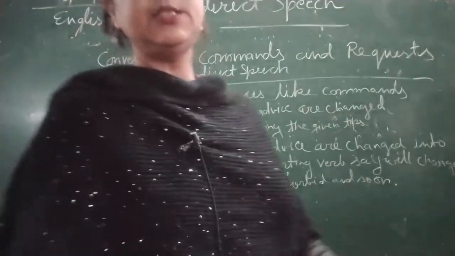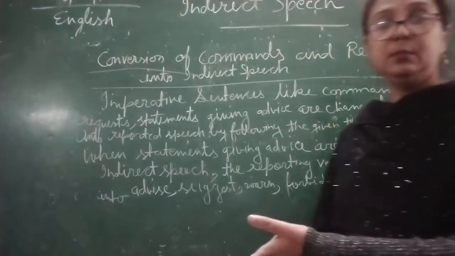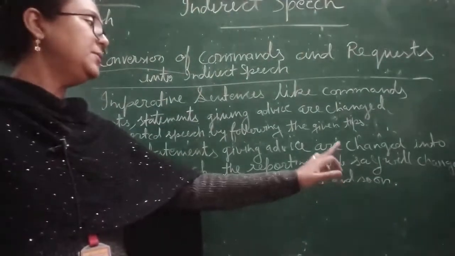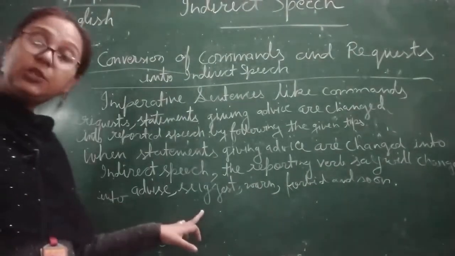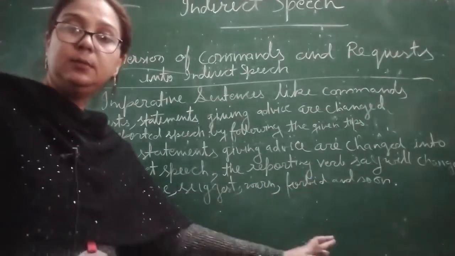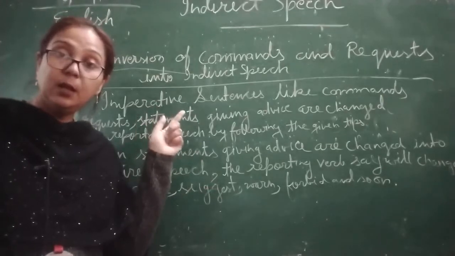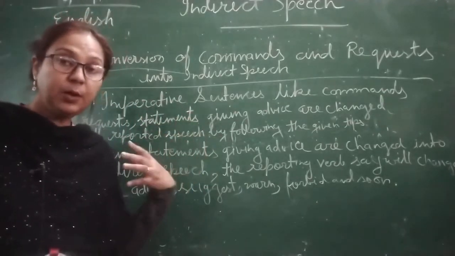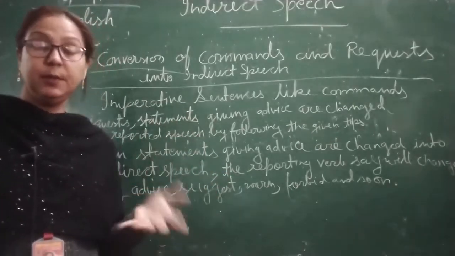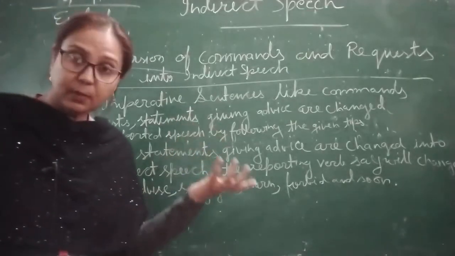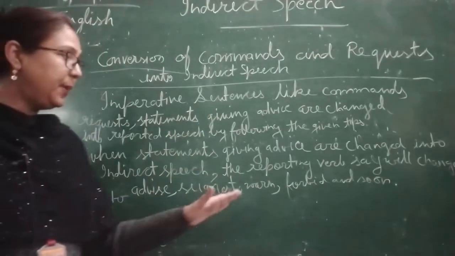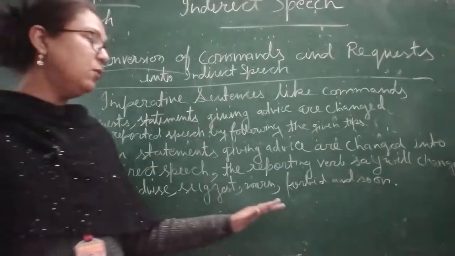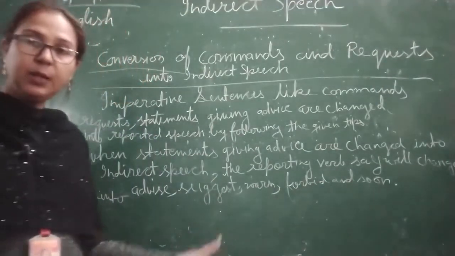So children, when the statement looks like a suggestion or advice, what will we use in the place of the reporting verb said? The reporting verb say will change into advise. He advised, suggested, warned, and forbade. These words you have to learn, because we have solved the previous rule, request. In place of say, we used reporting verbs like requested, pleaded, begged, in the requesting manner. Here, because this depends on the advice, in place of say we will use advise, suggest, warn, forbid, and so on.